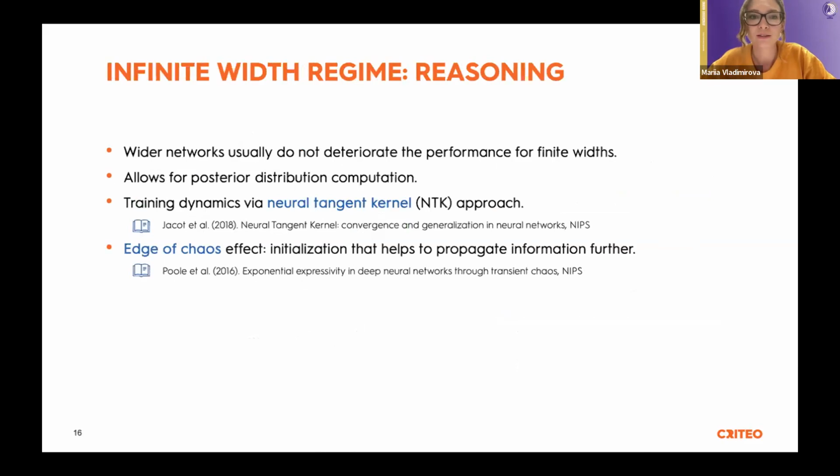So it was shown that we can get posterior approximations, we can get the neural tangent kernel, and we can apply some initialization at a standard neural network, which can be transformed into a Bayesian neural network, and propagate information further. So this research helped to understand what we should do with a standard neural network.